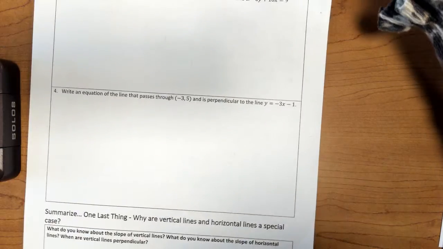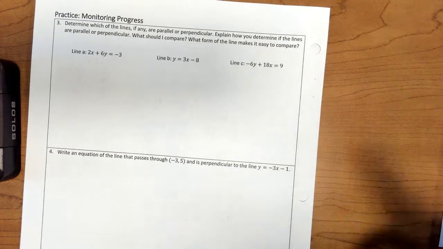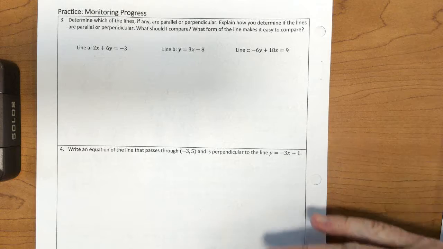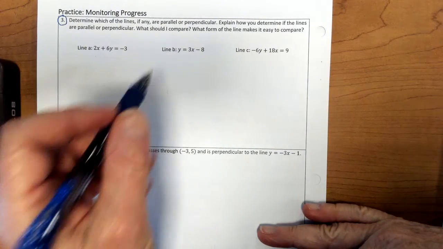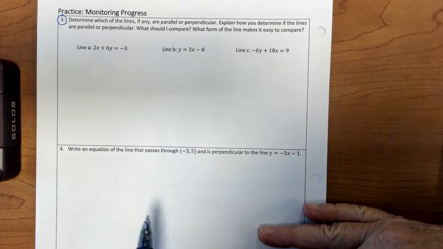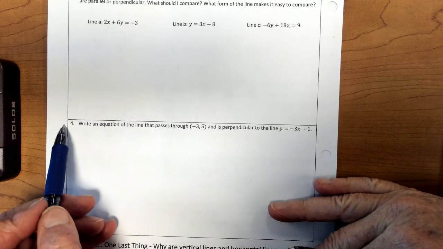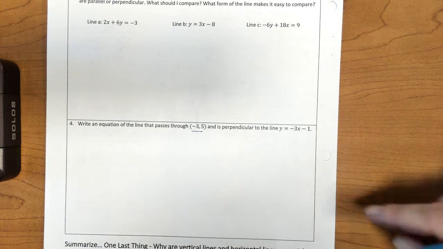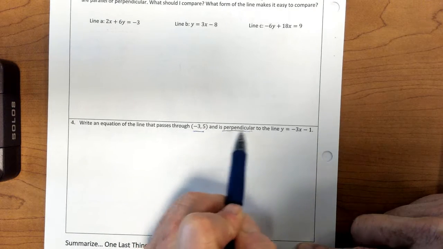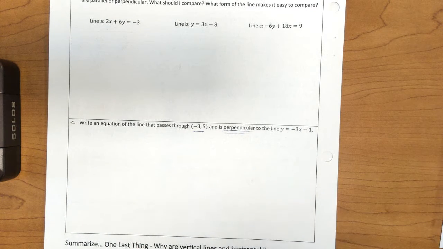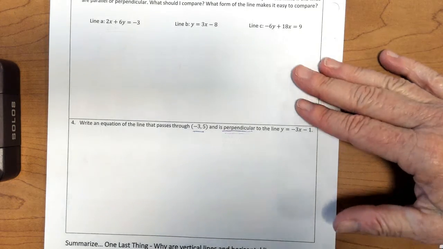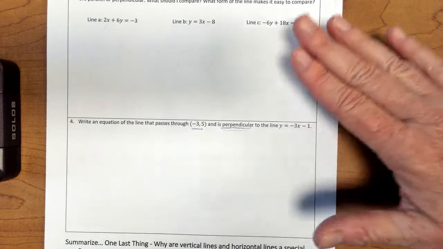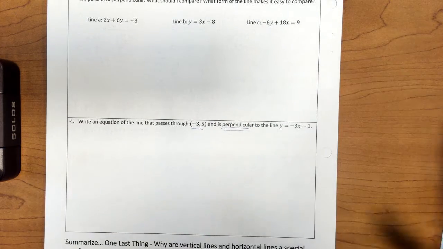So in example, or on the back page, I was on page 21. Now on the back page of 22, you have two practice monitoring progress problems. Problem number 3, where you're determining which lines are parallel or perpendicular. And in practice monitoring progress number 4, where you're being asked to write an equation of the line that passes through this point and is perpendicular. So it's just like the examples that we just did. I'm going to go ahead and pause the video, work through the problems, and put the answers, and then you should double check your work to make sure that you agree.